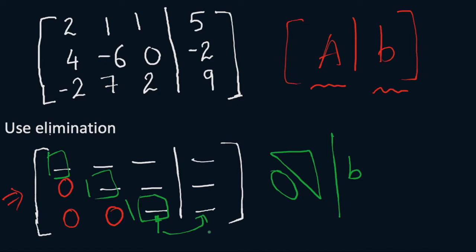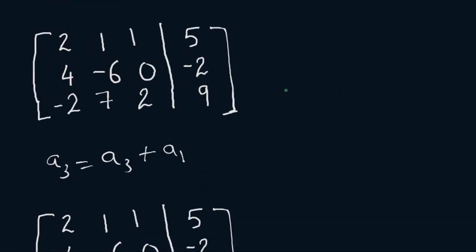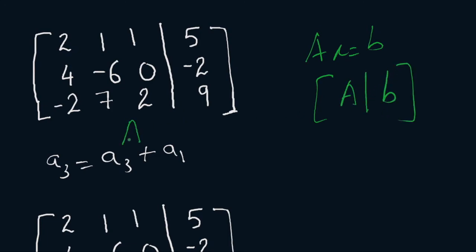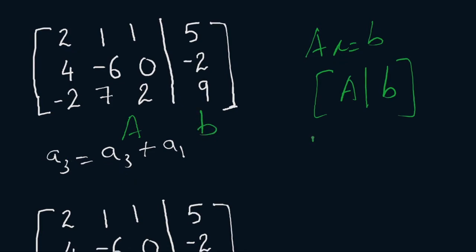Now let us move on with our elimination. Now this is our augmented form for Ax equals B. So we wrote it in the augmented form as A and B. This is our A matrix and this is our B matrix. So we need to make it in the form of upper triangular with lower 3 zeros.